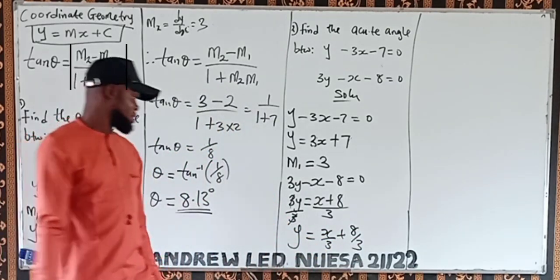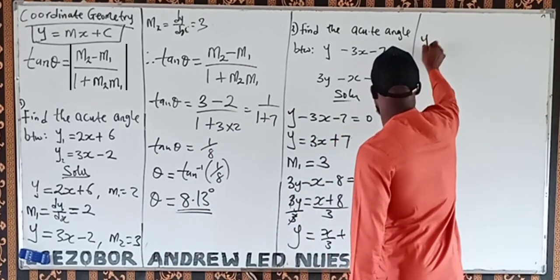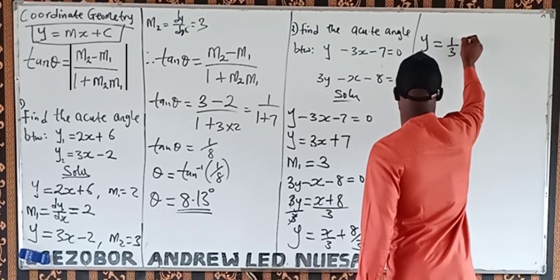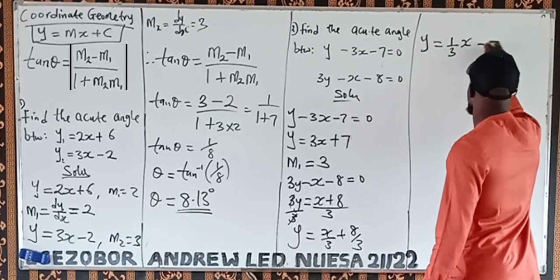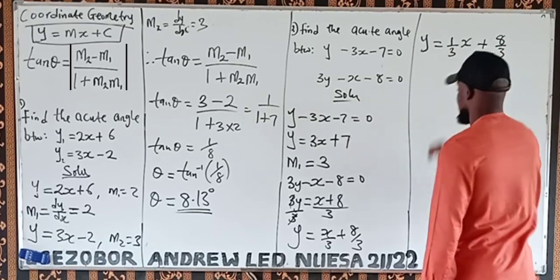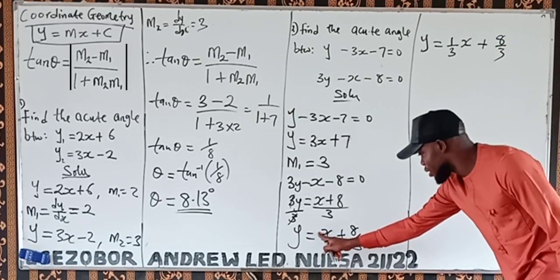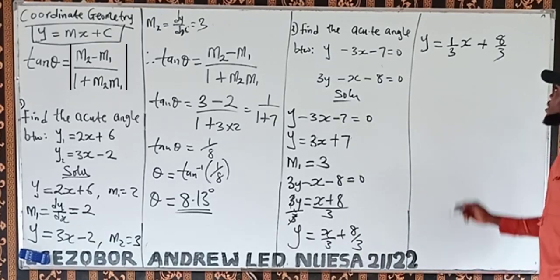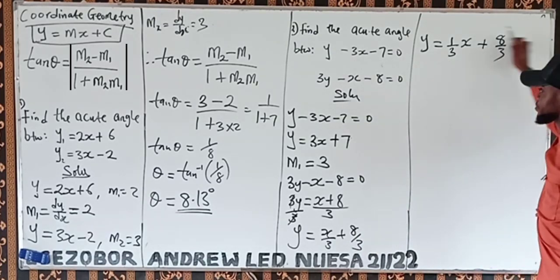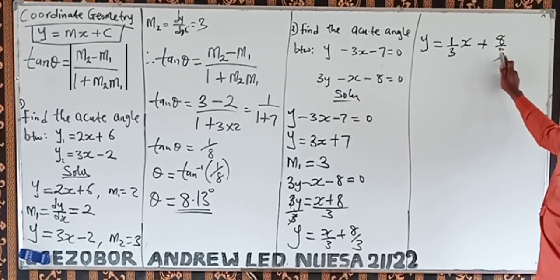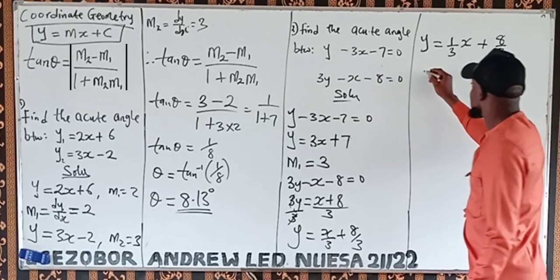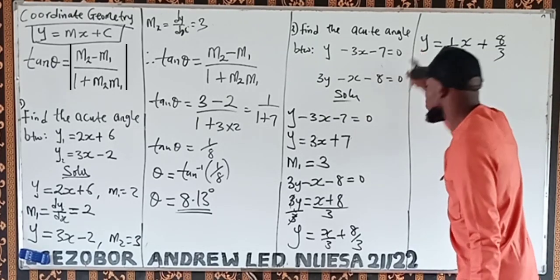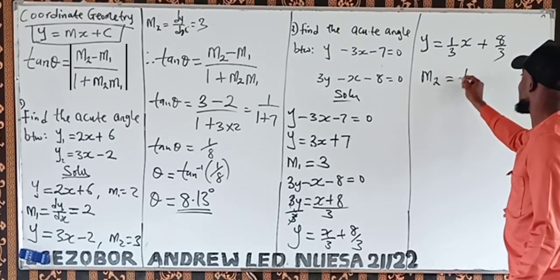First one, what is the slope of this line? I'm going to write it this way: y is equal to 1 over 3 x plus 8 over 3. So now we don't see the coefficient of x there. If I ask now, what is the intercept of this line? The intercept of this line is 8 over 3. But what is now the slope of this second line? The slope will be what? The coefficient of x. Since we have made y the subject of the formula, that will be 1 over 3.